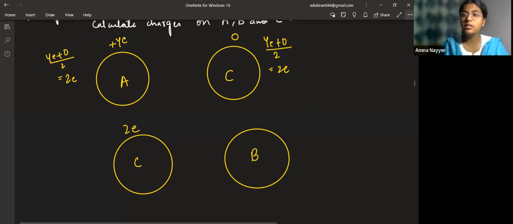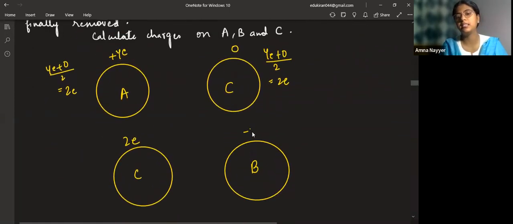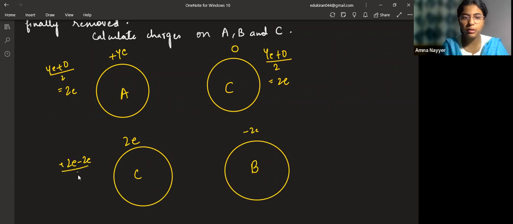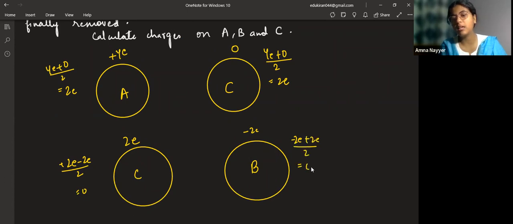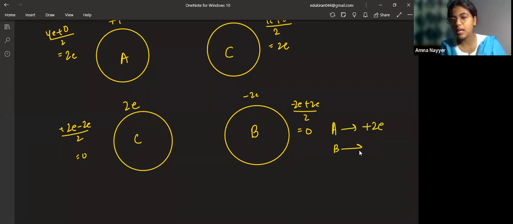C has 2E charge. But what was the charge that B was holding? Minus 2E. So the total charge is 2E plus minus 2E, divided by 2. That will cancel and become 0. Same way for B, minus 2E plus 2E divided by 2, that cancels to 0. So the conclusion is that A has charge plus 2E, B has charge 0, and C also has charge 0.